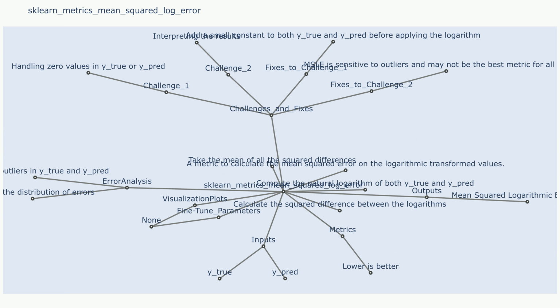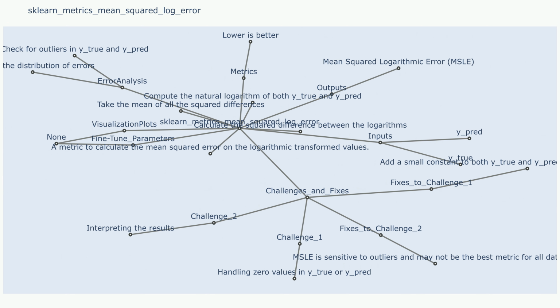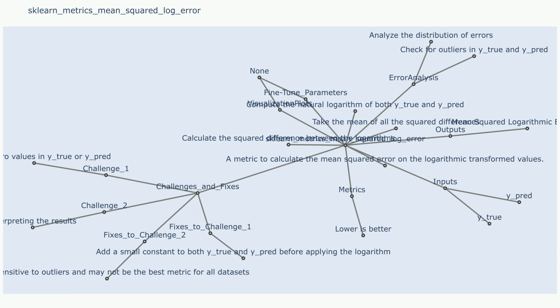Inputs. Input 1: explain in detail why true, the ground truth correct target values. Input 2: explain in detail why PRED, the predicted values. Outputs. Output 1: explain in detail a non-negative floating point value representing the MSLE. Output 2: explain in detail the lower the MSLE value, the better the model's performance.